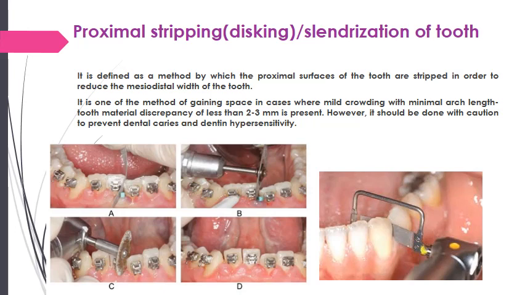We have different synonyms for stripping, including slicing, reproximation, grinding, or slenderization of the tooth. It can be defined as a method by which the proximal surfaces of the tooth are stripped or disked to reduce the mesiodistal width of the tooth. It is one of the routinely used methods of gaining space in cases where mild crowding or space deficiency, or minimal arch length tooth material discrepancy of less than 2 to 3 mm is present. However, it should be done carefully to prevent dental caries and dentine hypersensitivity.